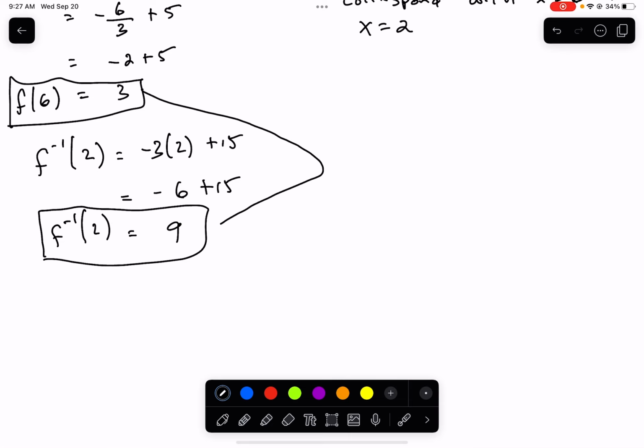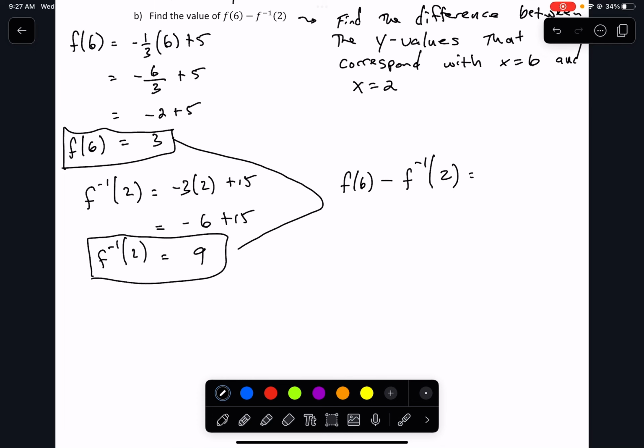Now I'm just going to combine these and find f of 6 minus f inverse of 2. So, what's the output evaluated at 6, or f at 6? It's 3. And I'm subtracting the output when 2 has been evaluated in the inverse function, 9. And so f of 6 minus f inverse of 2 is equal to negative 6.